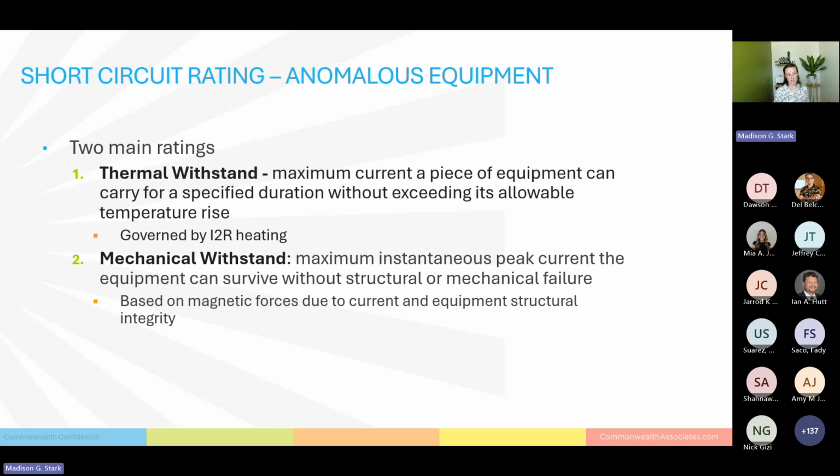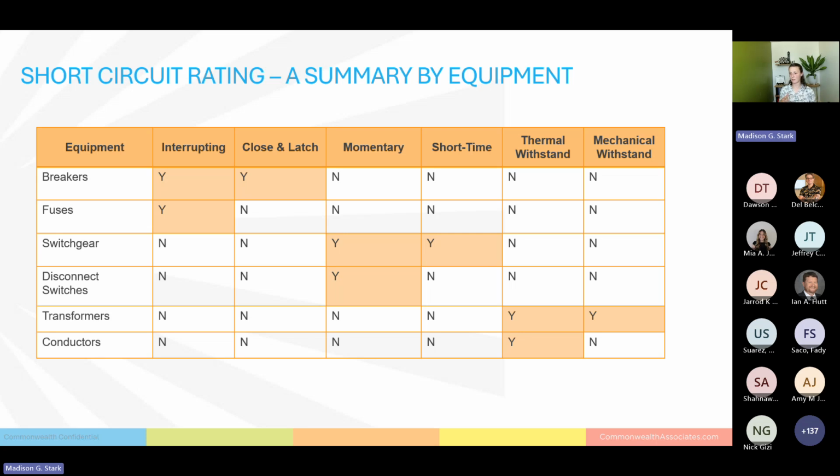The mechanical withstand is very similar to the close and latch rating and to that momentary rating, where you're looking at the maximum instantaneous peak current. That peak current correlates to the magnetic field. The magnetic field is what's going to bend or warp your equipment. So this ties back to the equipment's structural integrity, the physical construction of the piece of equipment, and how that relates to the current. This is just a quick summary of what equipment is going to see what ratings, and what you're looking for on equipment, or what you're going to have to specify for your equipment.